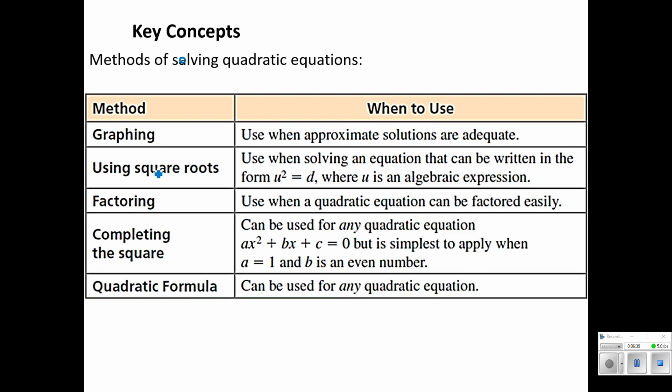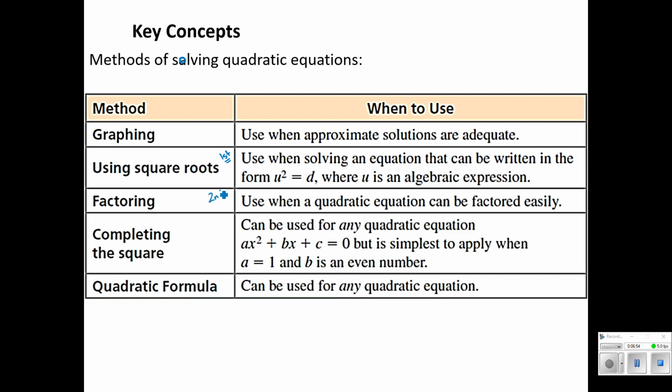But it's pretty time consuming and can be inaccurate, so when approximate solutions are okay, that's not a bad choice. We can use square roots. That should be the first thing that we look for, really, if we're not supposed to graph. If it's set up in the form of something squared equaling a number, then you can square root both sides and get your answer very quickly.